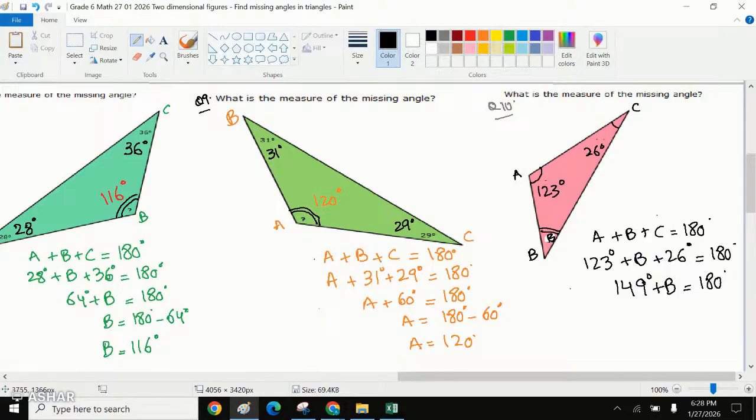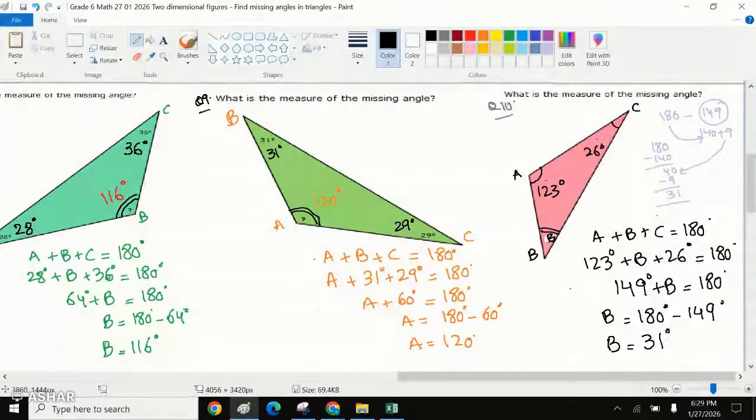It's an odd number. It cannot give an even answer as the result. 180 minus 149. Can 149 be written as 140 plus 9? 180 minus 140 is 40. And 40 minus 9 is 31. Right? So the angle B will come out to be 31.